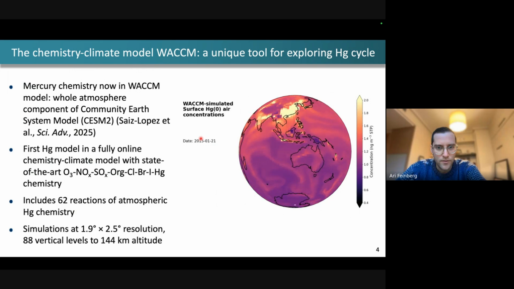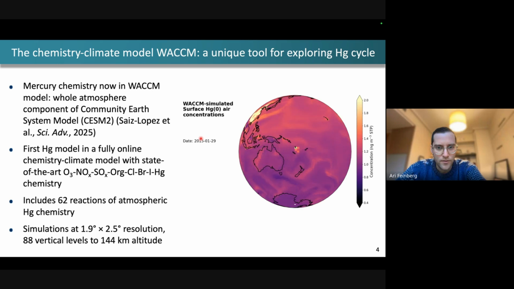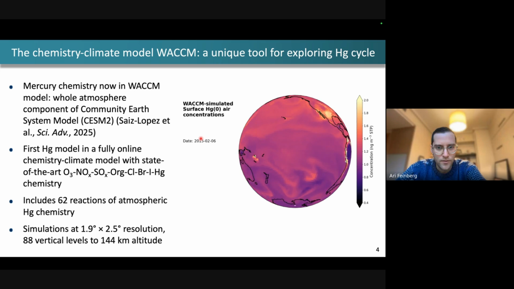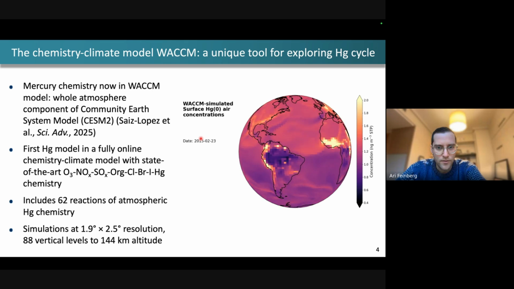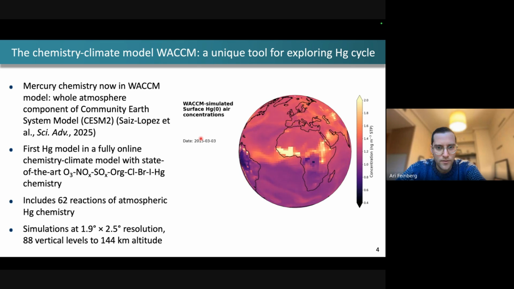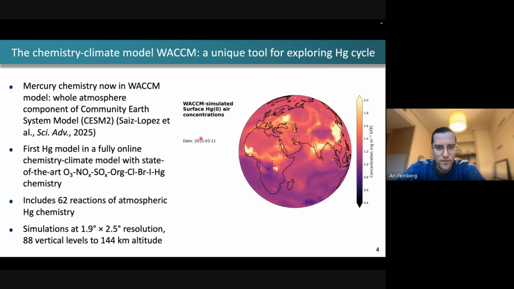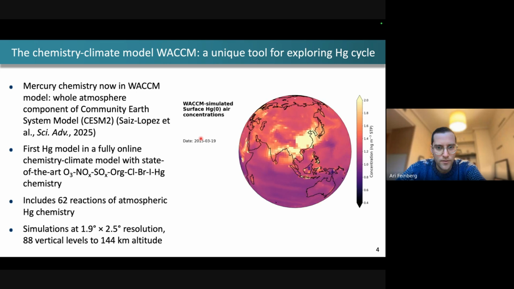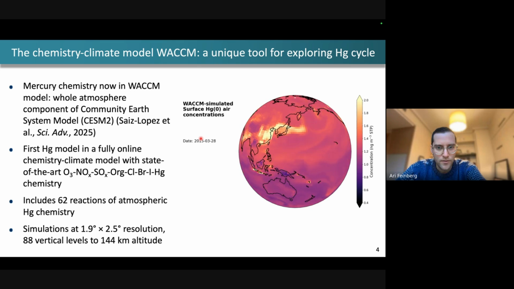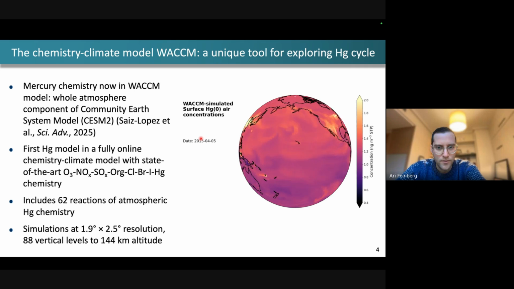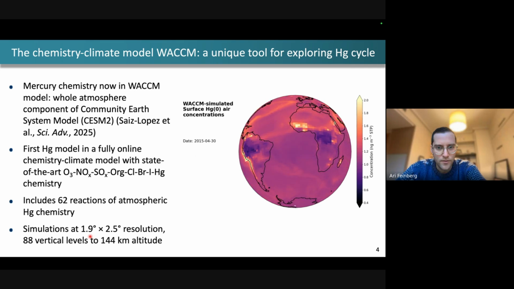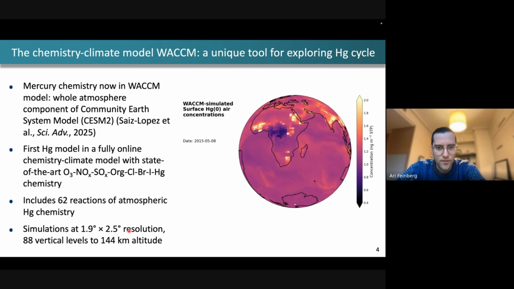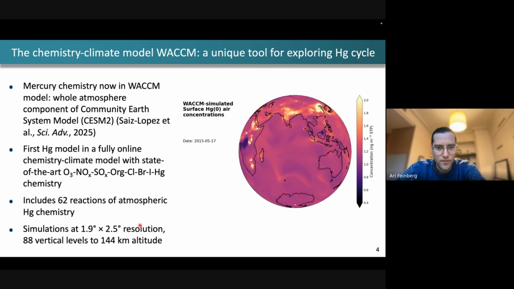So the WACCM model includes a full mercury scheme. There are other atmospheric mercury models, but this model is unique in that it's a chemistry climate model. The other ones are all chemistry transport models. And as well, we have the state-of-the-art short-lived halogen chemistry, which Rafa talked about earlier. So for today, I'll be talking about my simulations, which were done at 1.9 by 2.5 resolution in the WACCM model.